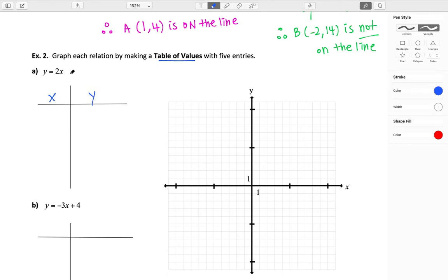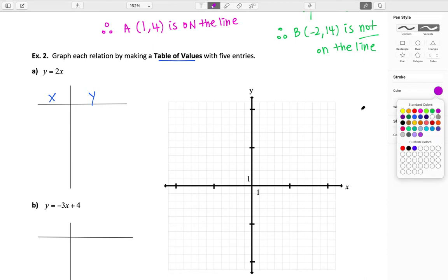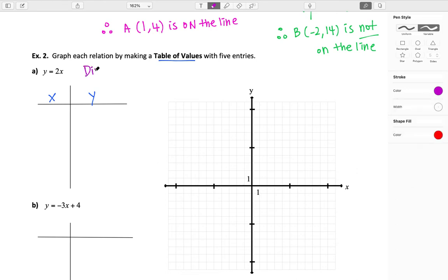Now just by looking at the equation, is it direct or partial? It's going to be direct variation. The reason why it's direct variation is because you don't have plus or minus a number here. There's no initial fee. We know that it's going to be starting at 0, 0 because it's in the y is equal to mx form.